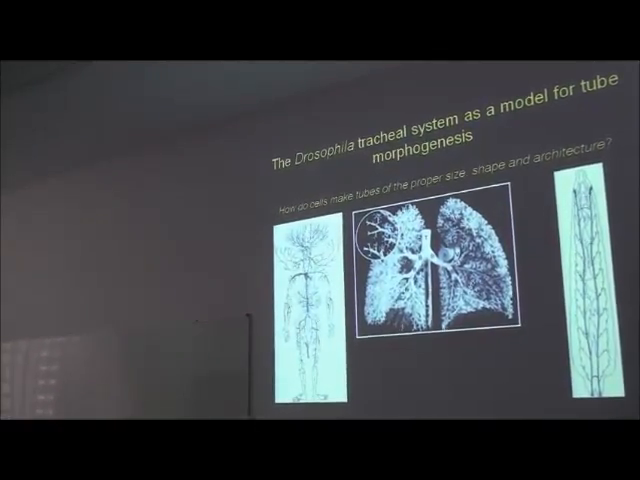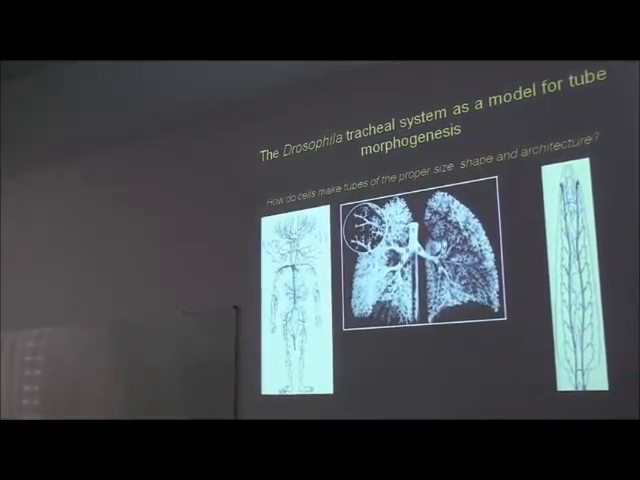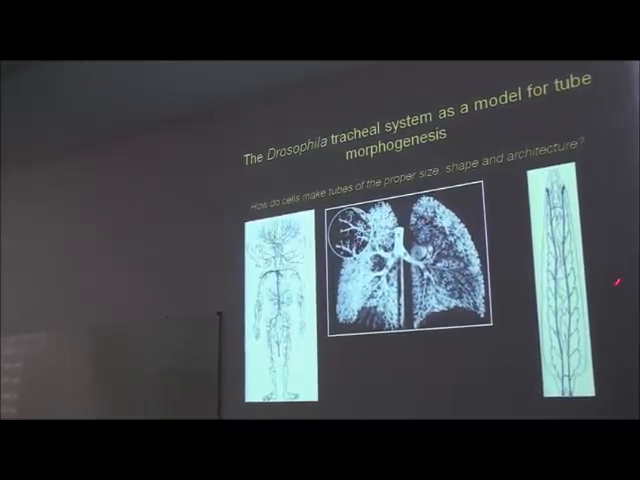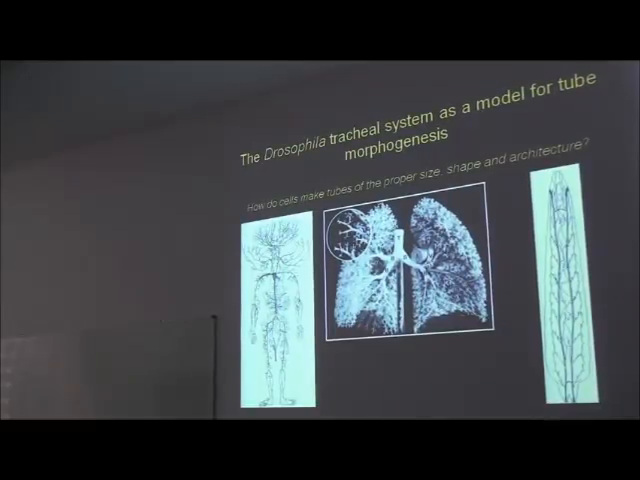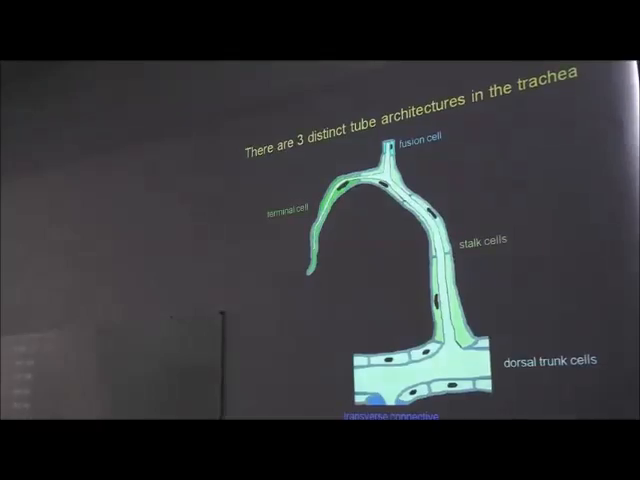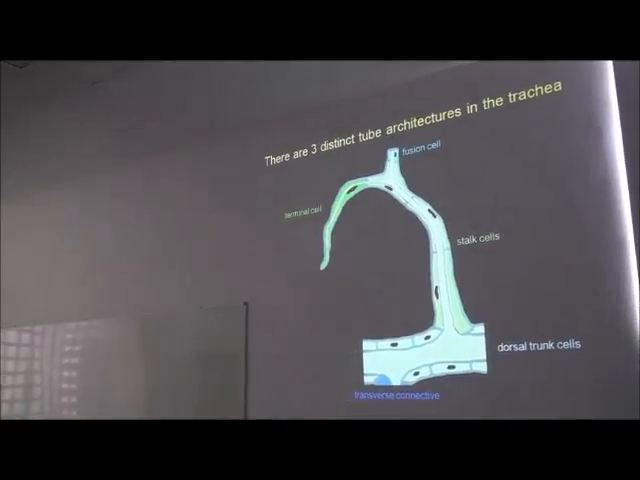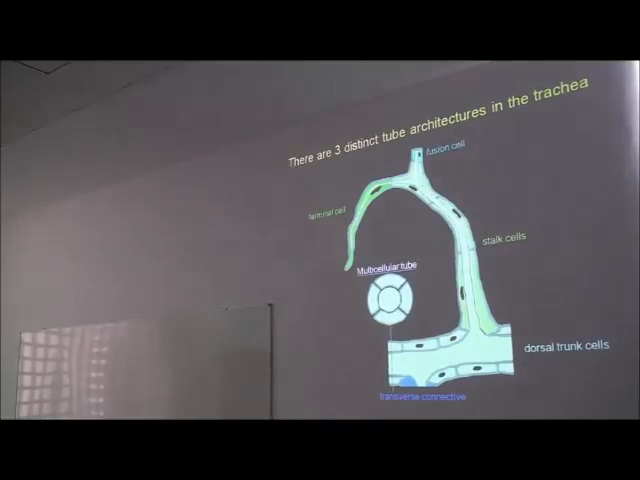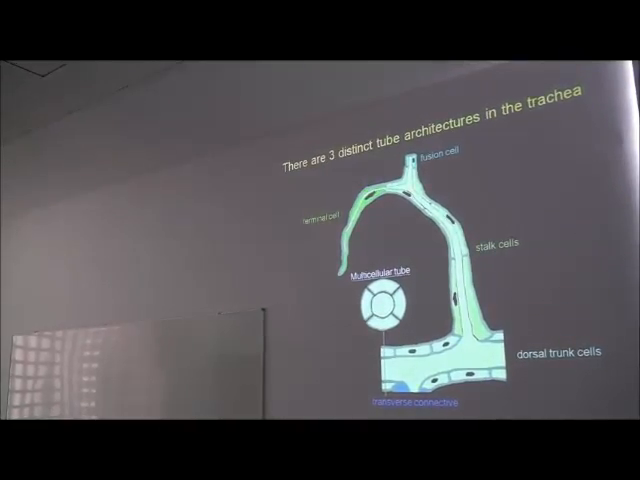So this branched network of tubes is composed of about 1,600 cells. So much simpler, and those cells are all arranged in a simple epithelial model. And within that branched network of tubes, there are really three different tube architectures. So the largest tubes are called the dorsal trunks, and they consist of 2 to 5 cells around the circumference of the tube. And these are polarized epithelial cells, so their apical domain lines the luminal surface of the tubes, and the basolateral faces outward.